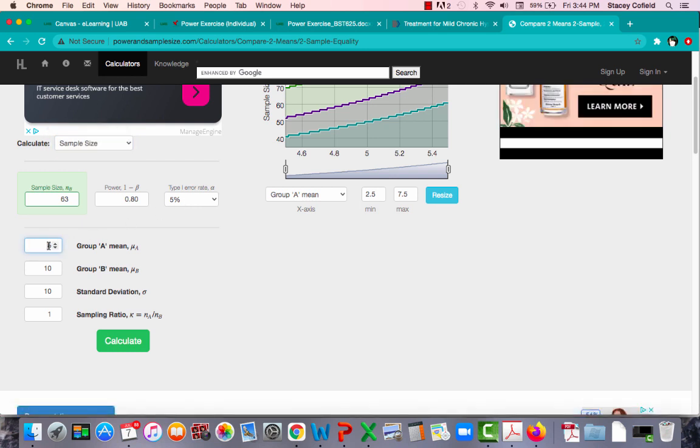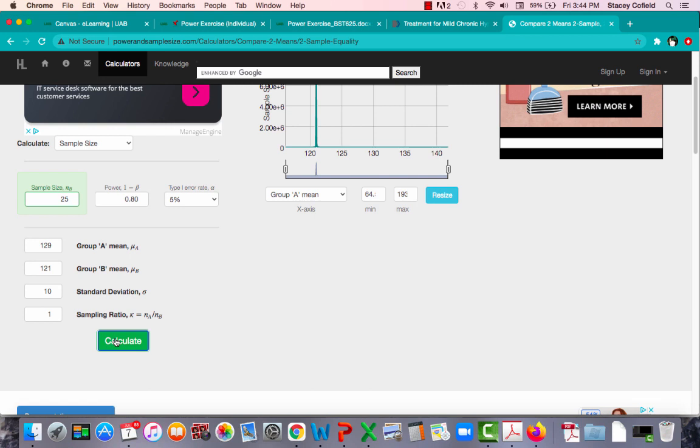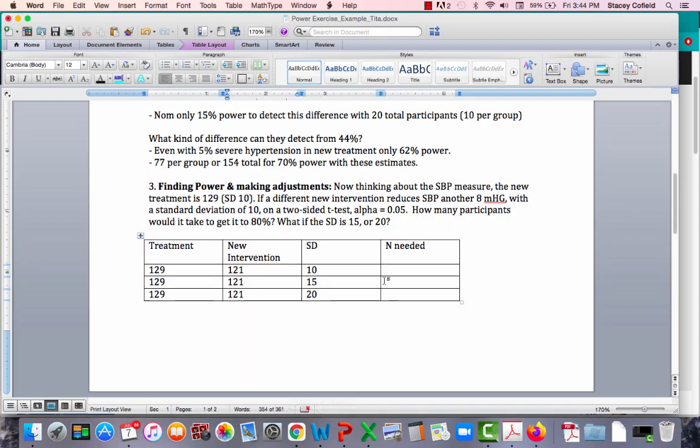The group A mean we think is 129. The group B mean is 121. The default standard deviation was 10, so that's fine, and our sampling ratio is 1 to 1. So we're going to calculate. Well, that's pretty good. Only 25 per group to tell a difference of 8 apart on a continuous endpoint. So 25 per group, so we need 50 total to see if we can get a reduction of 8 with a standard deviation of 10.